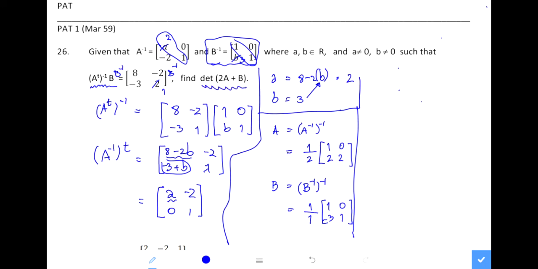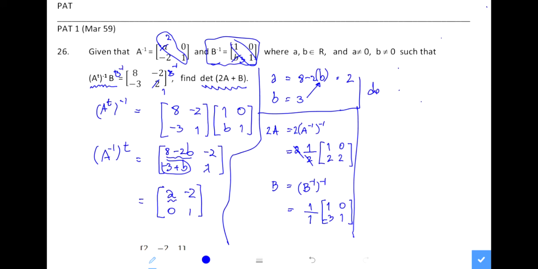Det of 2A plus B. If you want to get 2A, look at this. Aha, but you have an A. How do you get 2A? To get 2A, you just multiply all of the entries with 2. So when you multiply it with 2, the 2 and 2 just cancel, and your 2A is just the matrix without any scalar in the front.